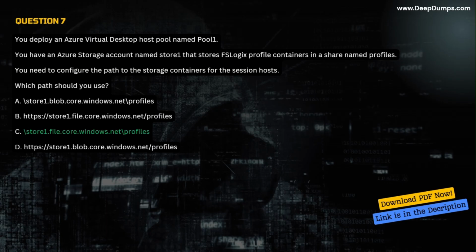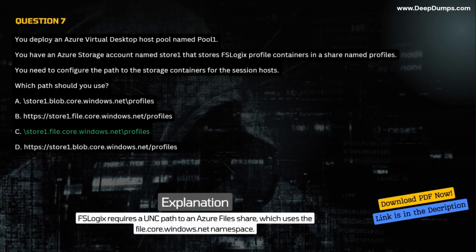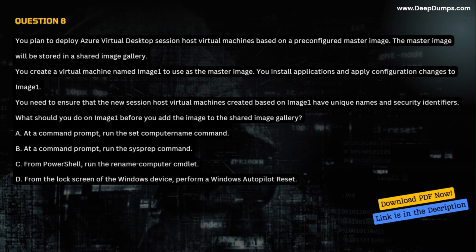https://store1.blob.core.windows.net/profiles. Correct answer C. \\store1.file.core.windows.net\profiles. Explanation. FSLogix requires a UNC path to an Azure Files share, which uses the file.core.windows.net namespace.